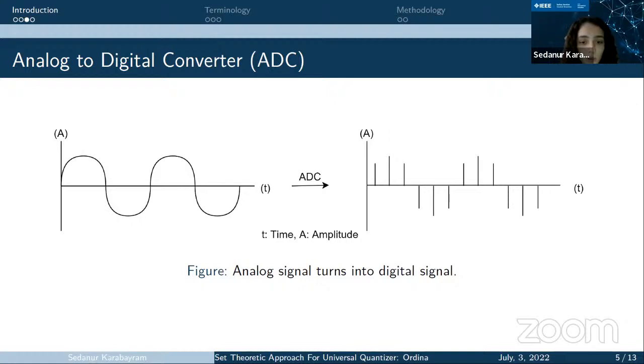So this input goes through the analog to digital converter, and after that, the output is a discrete and digital signal. As you see, the vertical axis is done by quantization, and the horizontal axis is done by the sampling part of the analog to digital converter.